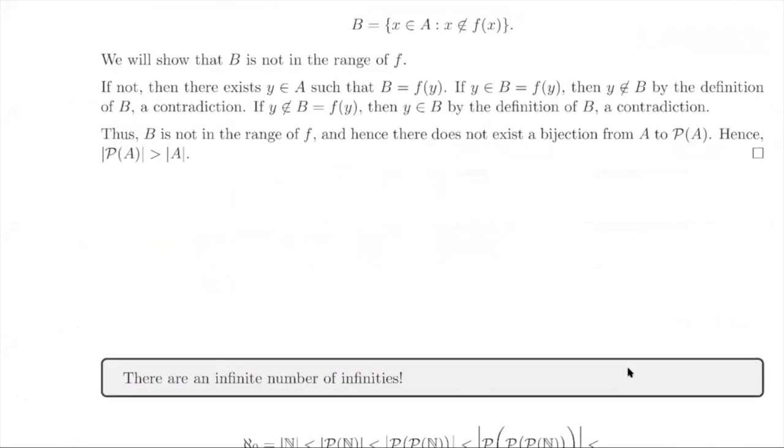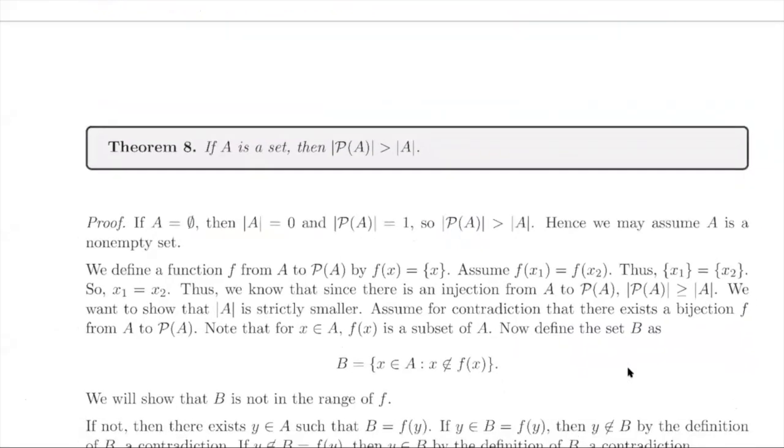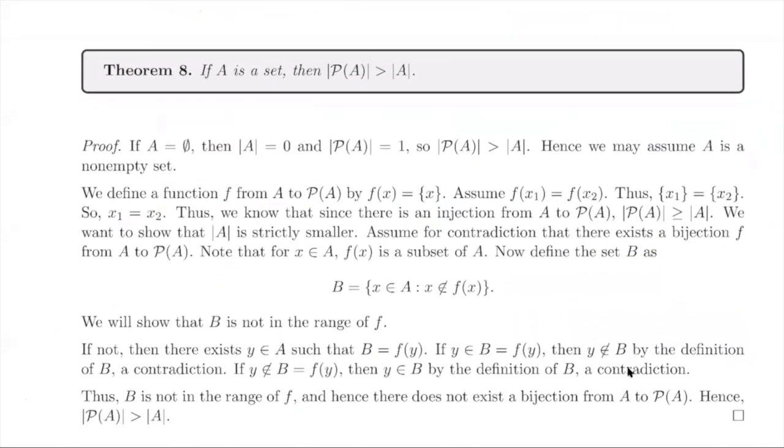Okay, so let's think about this one, and then we're just about ready to wrap things up for the day. So here's a claim. When we take a set A, any set A, it doesn't make a difference, then what we're saying is that the cardinality of the power set of A is bigger than the cardinality of A.